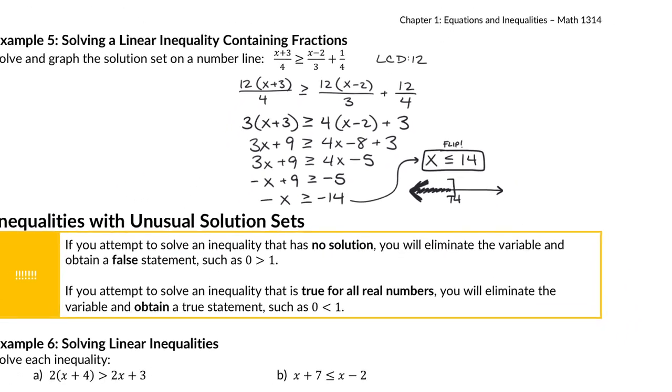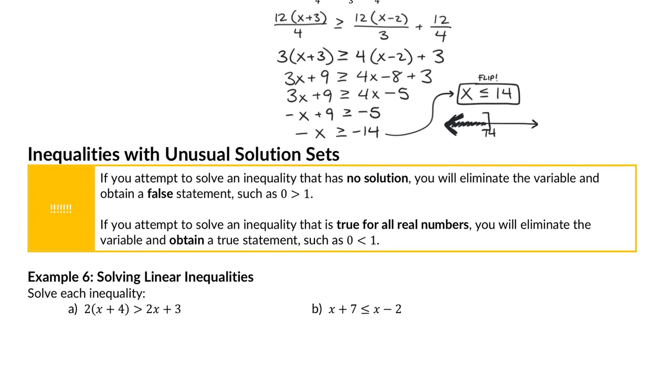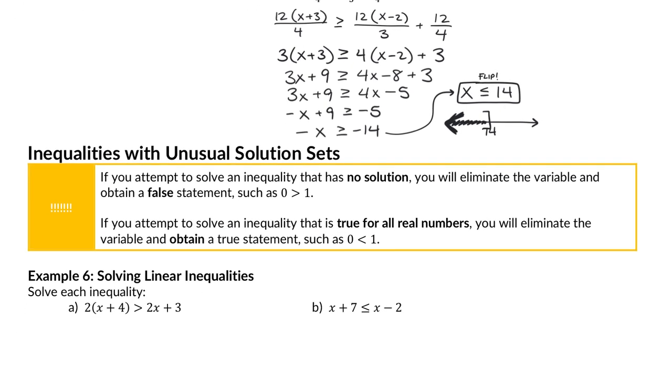So what happens if you get some of those weird things? Just like you could have no solutions or all real numbers for equations, you can have the same thing for an inequality. An inequality is going to have no solution if you eliminate the variables and you obtain, just like an equation, some sort of false statement. Is 0 greater than 1? No, that's a false statement. That's when you would have no solution, and that's when you would give me the empty set symbol.